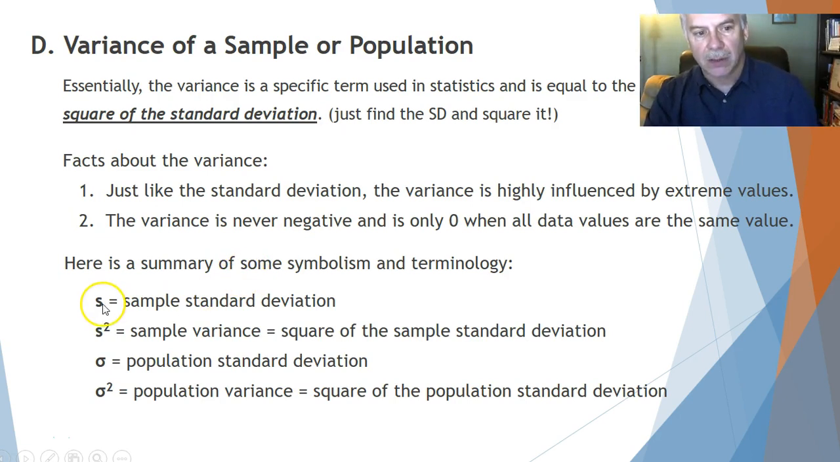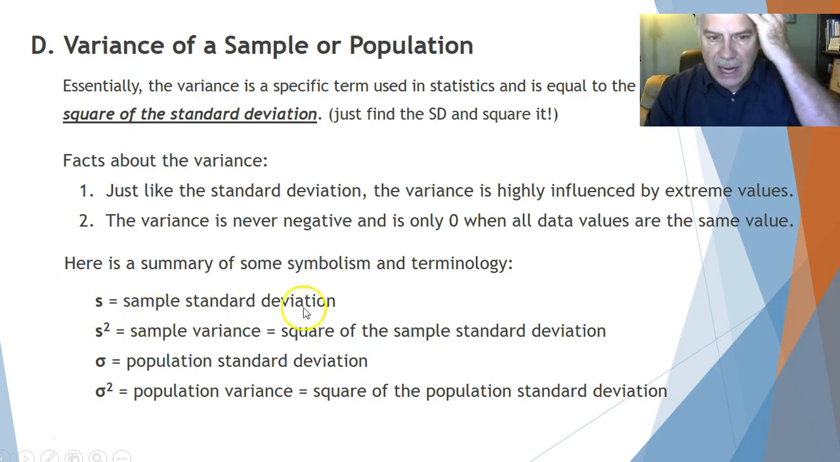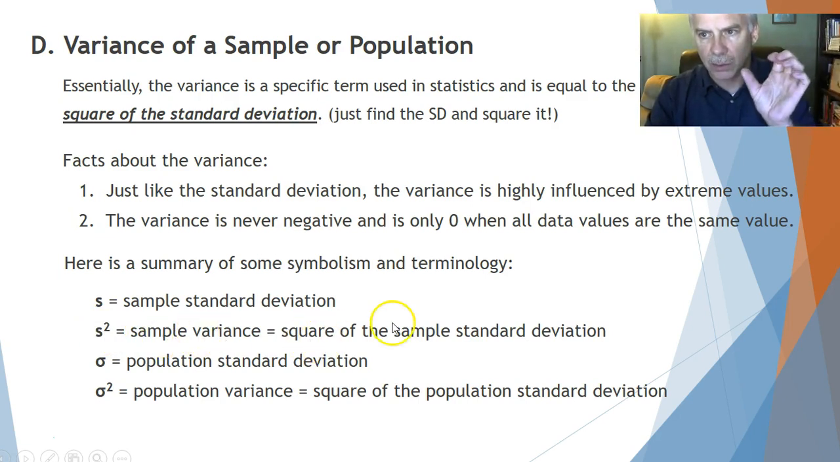The symbolism, here's a summary of it. S, or SX, is the sample standard deviation. S squared will be the sample variance, the square of the sample standard deviation. So S squared is what you should think of when you hear the word variance. Sigma is the population standard deviation. Sigma squared is the population variance, or the square of the population standard deviation. All right? So keep in mind those things. Your variance is just the standard deviation squared.